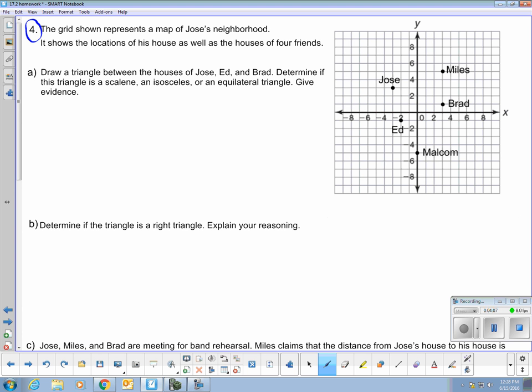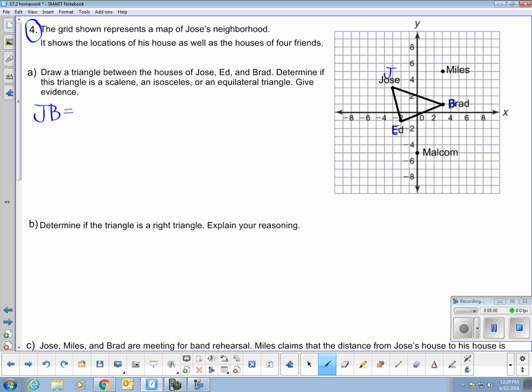So we have a map here over on the right, and we're going to draw a triangle between the house of Jose, Ed, and Brad. And then we need to decide what type of triangle this is. Is it scalene, isosceles, or equilateral? So I'm going to label this vertex J right here, and this vertex I'll label E for Ed and B for Brad. So I'm going to begin by finding the distance from J to B.